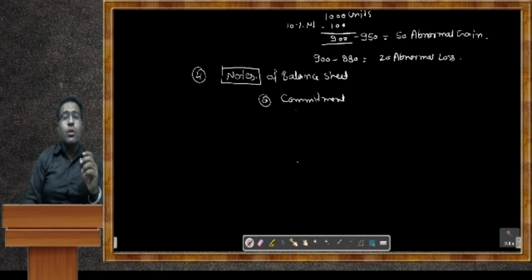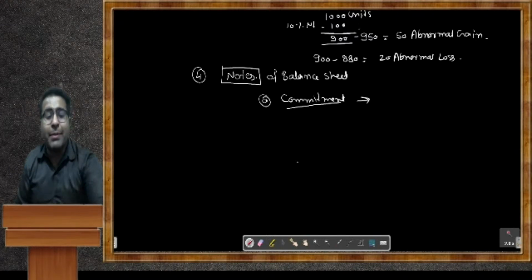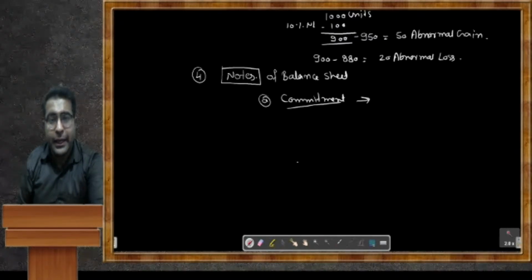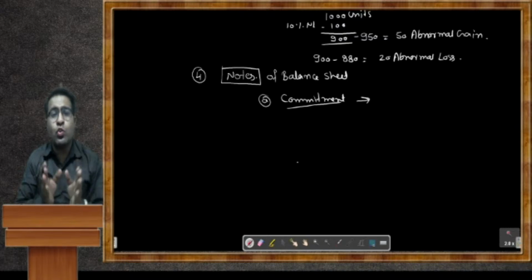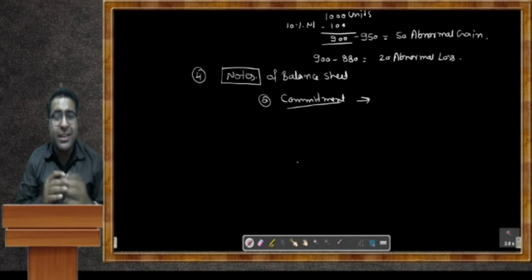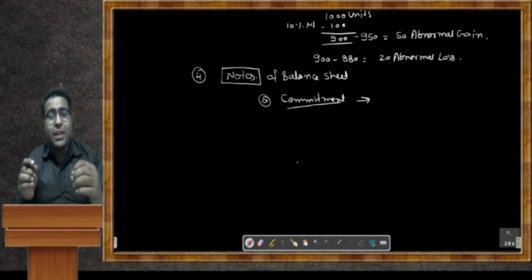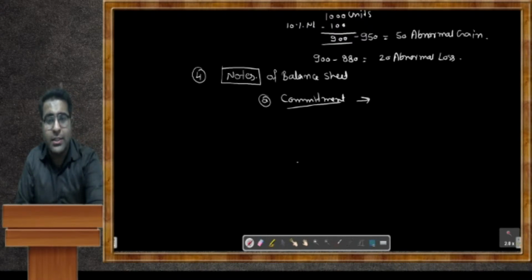If we talk about commitments, any type of commitment related to short term or long term contractual commitments for future purchase, capital or revenue expenses, lease commitments, guarantee given to others, these all are not shown in the balance sheet. After the preparation of the balance sheet, we have to show them at the end.